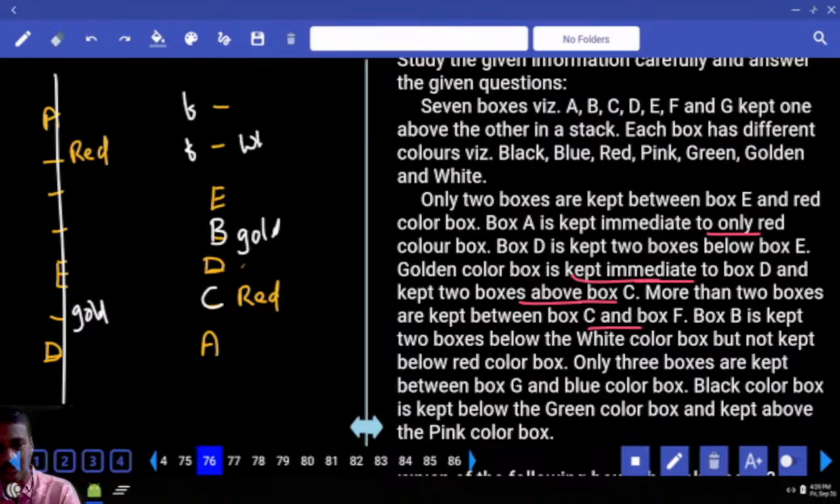And 2 boxes below white, white is here. Then, but not kept below red, but above red color. Only 3 between G and blue. Now between G and blue, how many? 2. G and blue, there are 2.